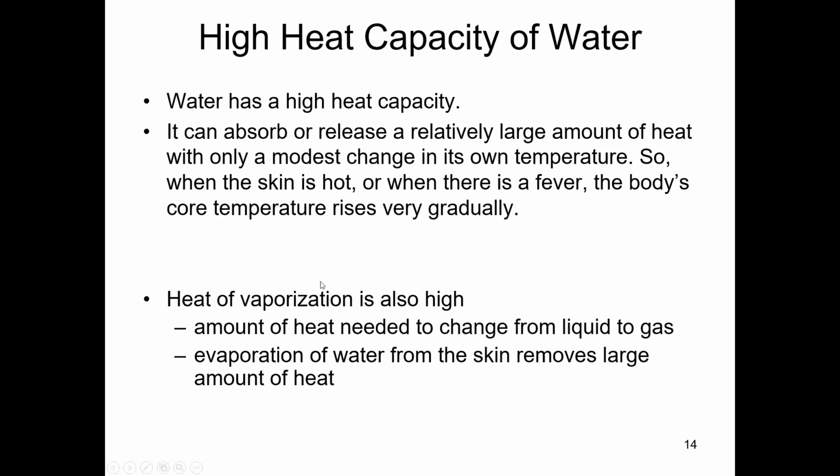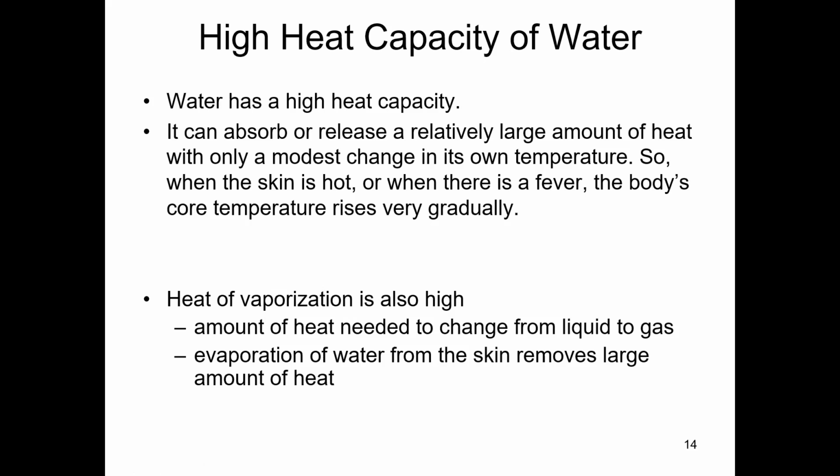The second physical property of water is that its heat of vaporization is high. Now, this is a totally different deal. If we want to evaporate water, turn it into steam, it takes a lot of heat. We take advantage of this when we regulate core body temperature.